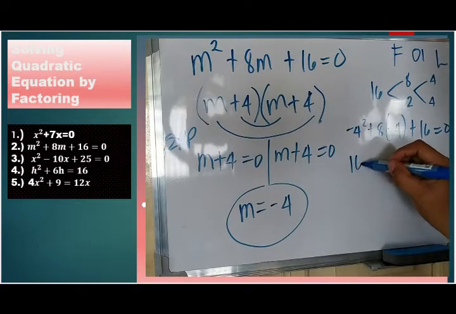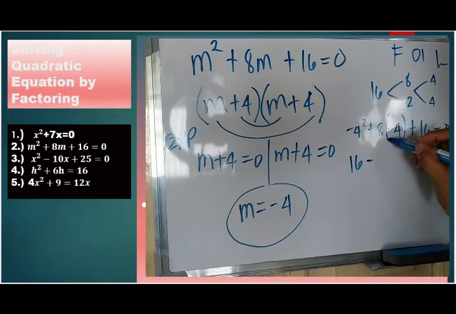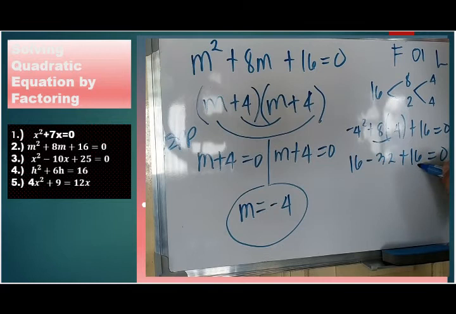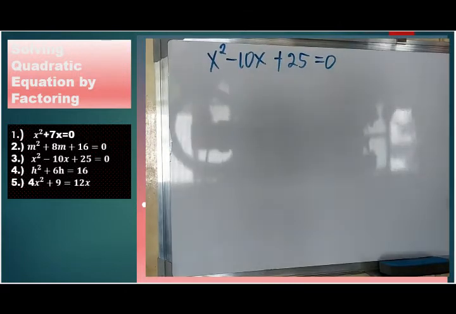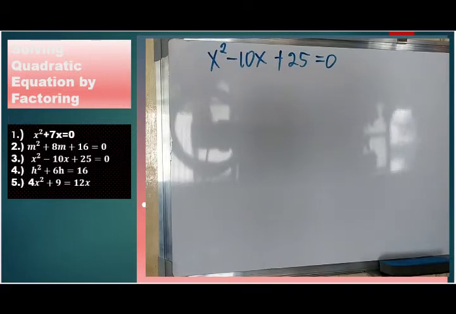This is 16 minus 32 plus 16 is equal to 0. 16 plus 16 is 32, minus 32, 0 is equal to 0. It means that negative 4 is a correct solution to the equation m squared plus 8m plus 16. Next, we have x squared minus 10x plus 25 is equal to 0, already written in standard form.